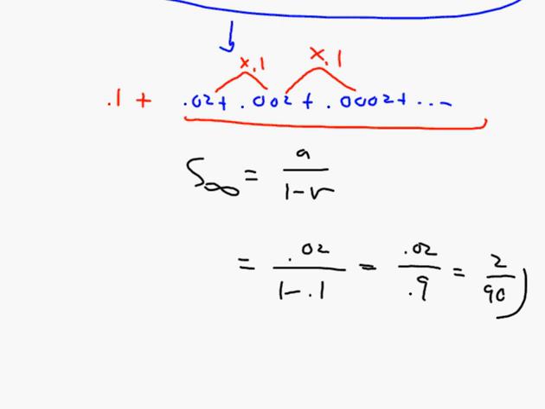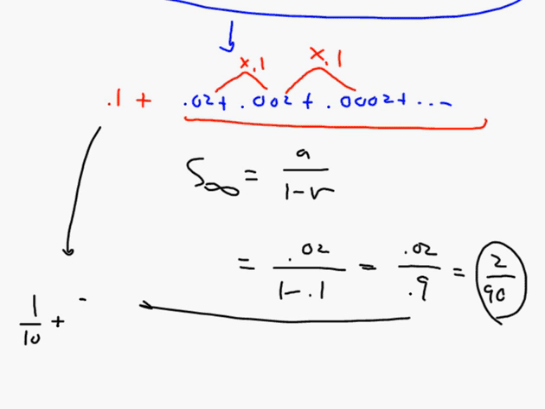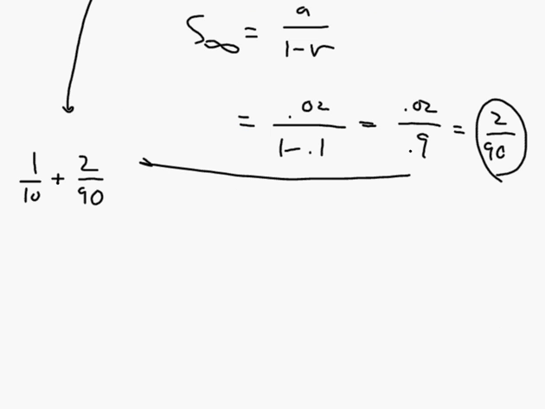All right. So our final answer, I'm going to add these two things together. I'm going to have 1/10 plus 2 over 90. Well, we can do that. Common denominator would be 90, I guess, right? This is going to be 9 over 90 plus 2 over 90, which is 11 over 90. Here you go, 11 over 90.